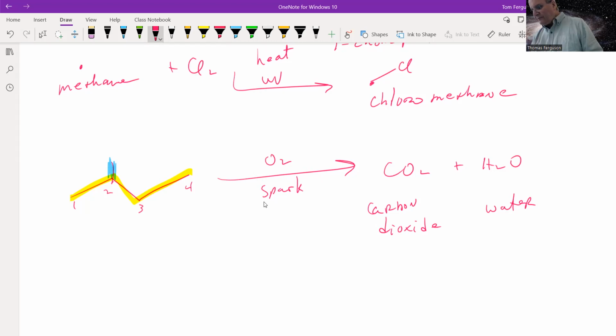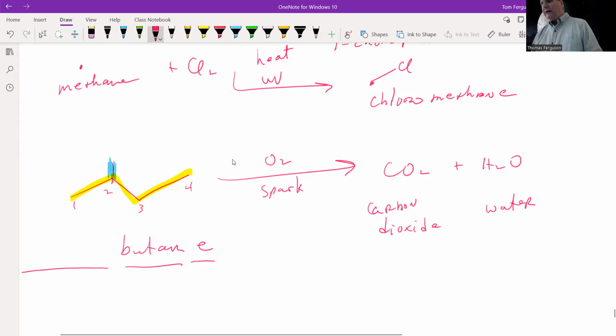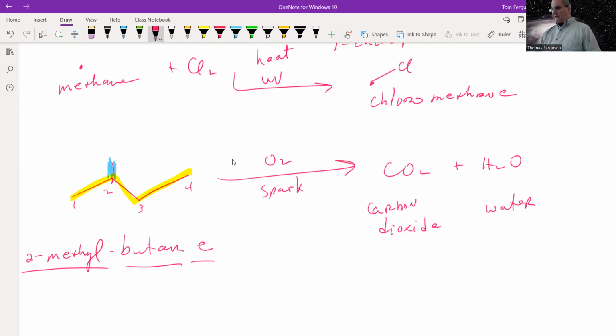So that's going to be backbone is 4. That means that's a butane. And then the 1 carbon branch is on carbon number 2. So that's going to be 2-methyl butane. Plus oxygen and a spark, we end up with carbon dioxide and water. So those are the 2 main reactions for alkanes. Super simple.